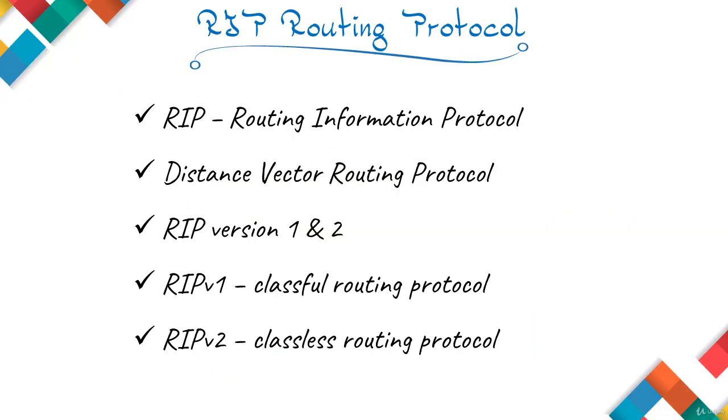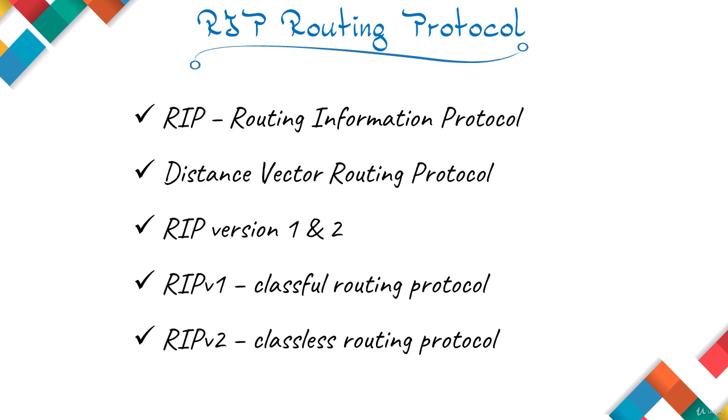Now let's discuss RIP version 2. RIP version 2, on the other hand, is a hybrid protocol. You can call it a hybrid protocol because it has all the functionalities of a distance vector routing protocol and a few features of a link state routing protocol such as OSPF. RIP version 2 is a classless routing protocol and it sends subnet information along with route updates. So it supports variable length subnet mask.